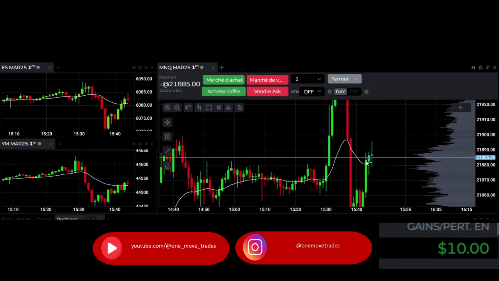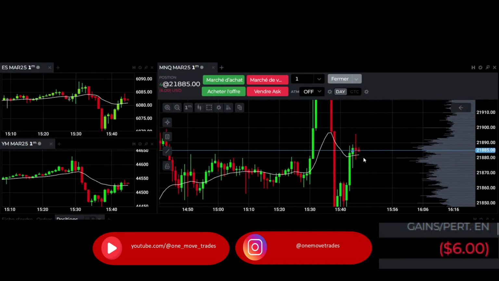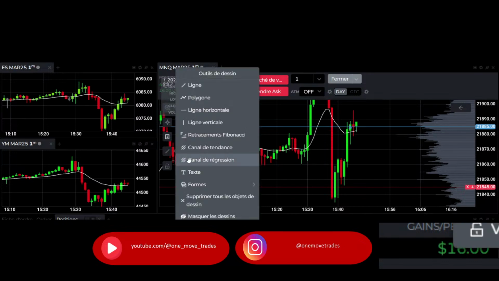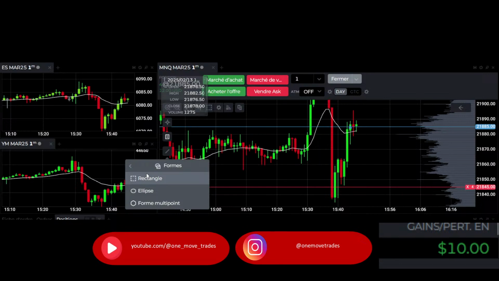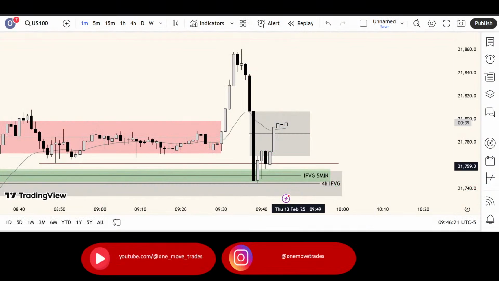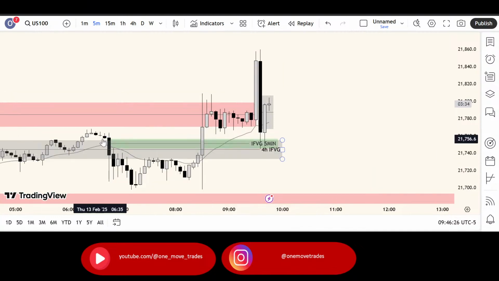So I did enter after breaking this moving average. I enter in the second candle. Stops is below this order block. We have this order block here, fair value gap here. I did wait for price to come back and reach this 5 minutes. Let me show you this 5 minutes reversed fair value gap, this one, and we have this 4 hour reversed fair value gap.